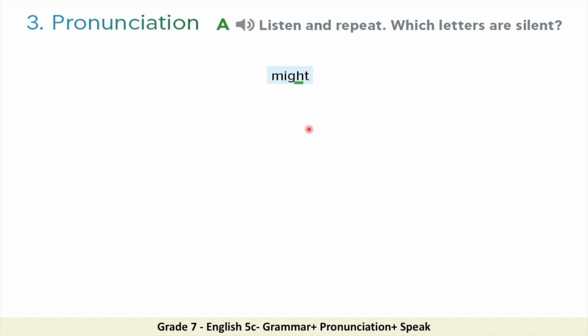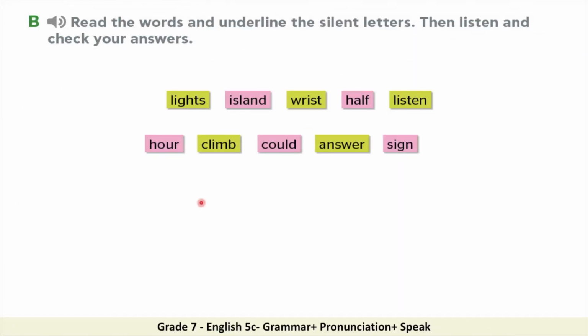Okay, here you need to read these words and underline the silent letters, then listen and check your answers. Pause the video, do the activity, and then come and check your answers. Now, let's listen. B. Read the words and underline the silent letters. Then listen and check your answers.